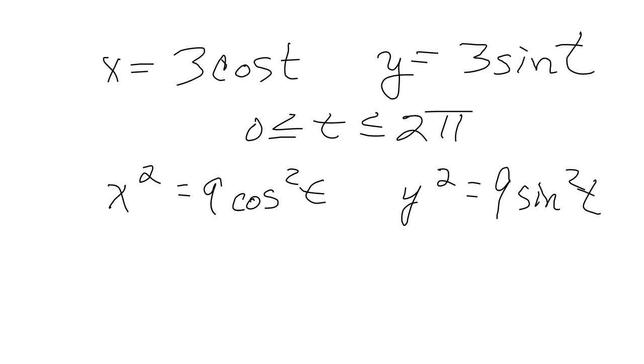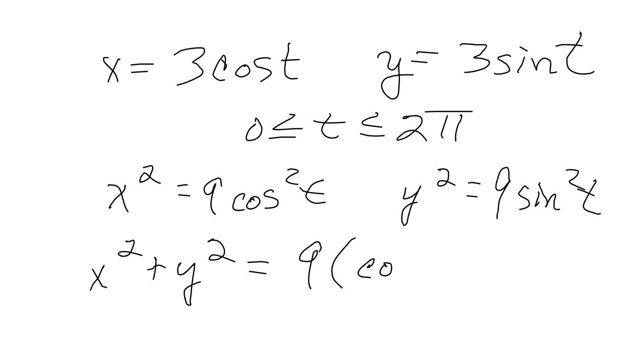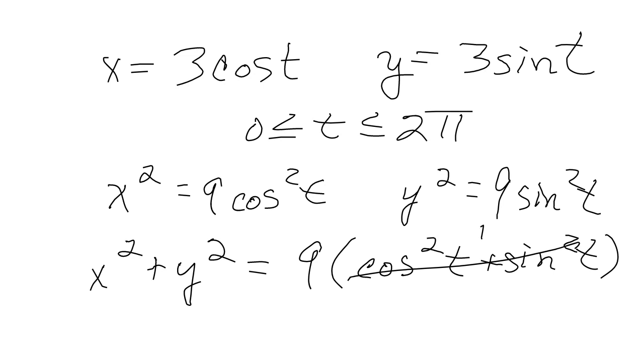And then we add those together, we're going to have x squared plus y squared equals 9 cosine squared t plus 9 sine squared t. So I can factor out a 9, and it's cosine squared t plus sine squared t. And of course, what's that equal? Sine squared plus cosine squared is 1, right? So this is 1. So anyway, we've got x squared plus y squared equals 9, which is 3 squared, right?